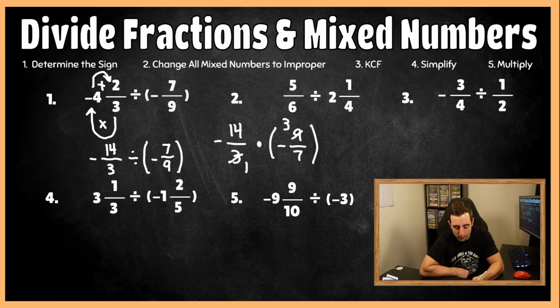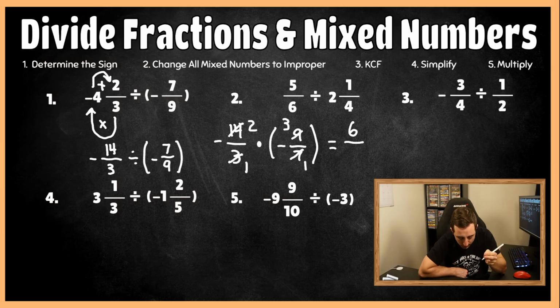And then the other numbers that are diagonal from each other, 14 and 7, are both divisible by 7. So 7 divided by 7 is 1. 14 divided by 7 is 2. And now that we've done all the simplifying, the last step is to multiply our numerators, our top numbers, together, and our denominators, or our bottom numbers, together. So for our numerator, it's going to be 2 times 3, which is 6, and our denominator is going to be 1 times 1, which is just 1.